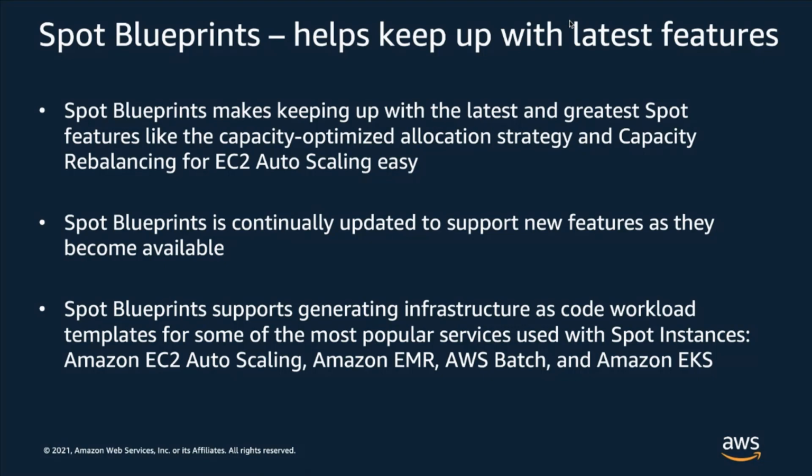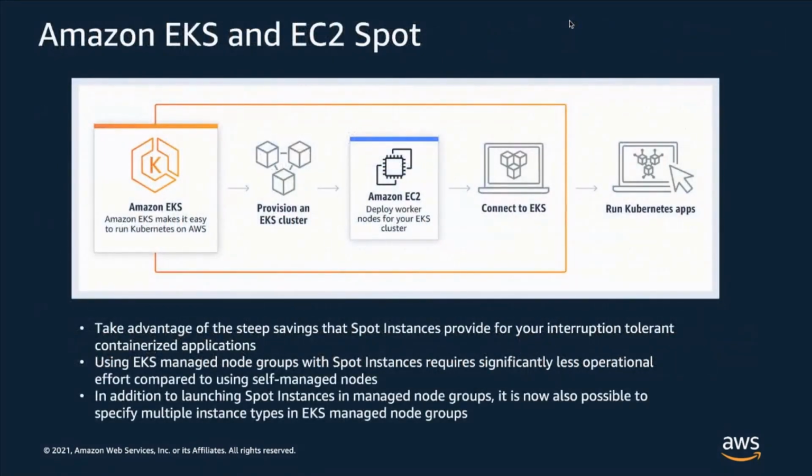So that could be Amazon EC2 Autoscaling, Amazon EMR, AWS Batch, and Amazon EKS. And we'll walk through each of these here in a moment. So we do have a blueprint for Amazon EKS using Spot instances with Amazon EKS. This helps you take advantage of the steep savings that Spot instances provide for your interruption-tolerant containerized applications.